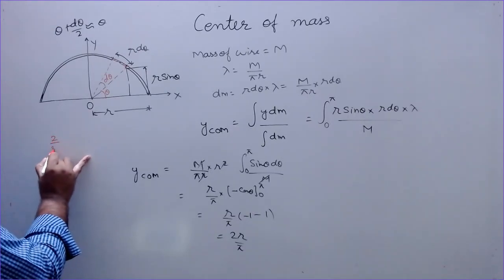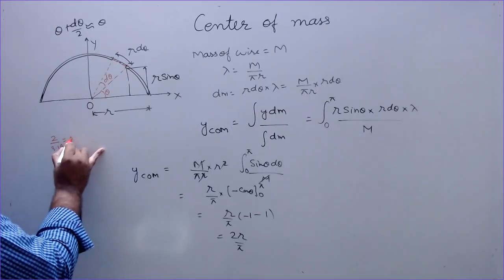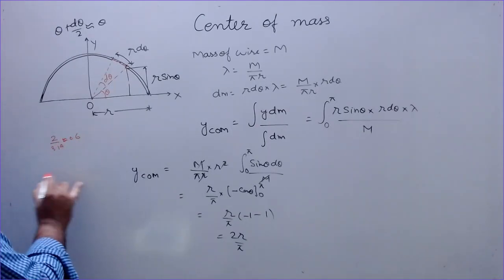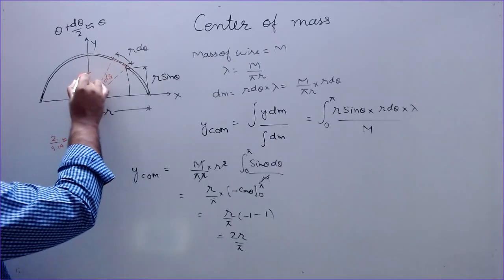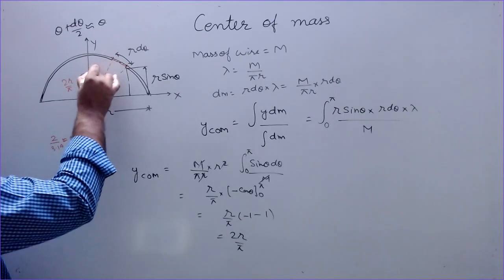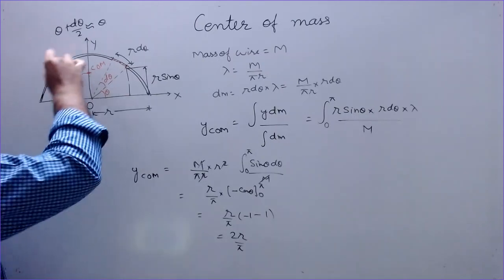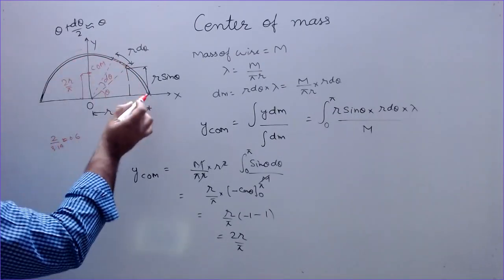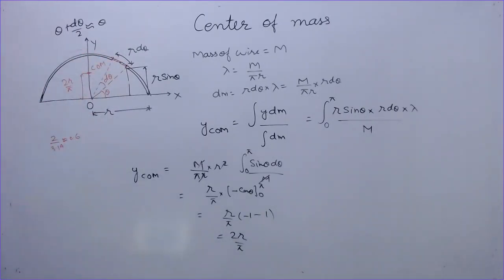2 by 3.14 means around 0.6, so approximately 0.6 r. So this is r, and 2r by pi from here is the center of mass of this. You can assume that if a force is applied at this point, then it can be assumed to be applied to the whole body, because the whole mass is concentrated here, and then you can apply F equal to m into a. So COM is varying only along the y-axis because this body is symmetrical about the y-axis.